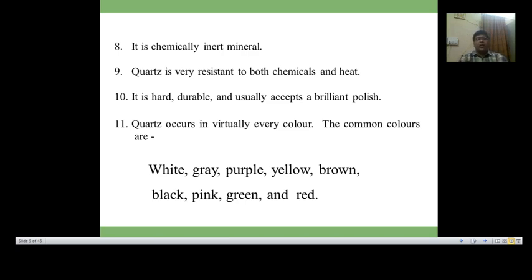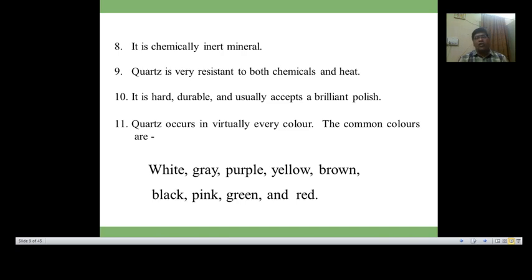Next, the tenth property: it is hard, durable, and usually accepts a brilliant polish. It is available in a hard crystalline form. A material with hardness has high durability, so its life will be increased, and it usually accepts a brilliant polish. It has a smooth and shiny surface, and when it is given a polish, a smooth surface can be obtained, converting it into smooth and shiny surfaces.